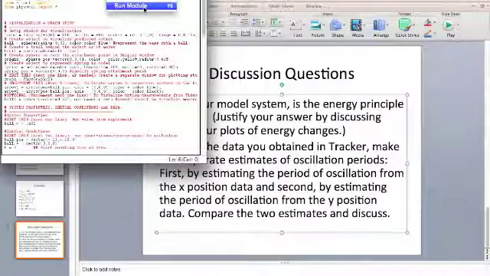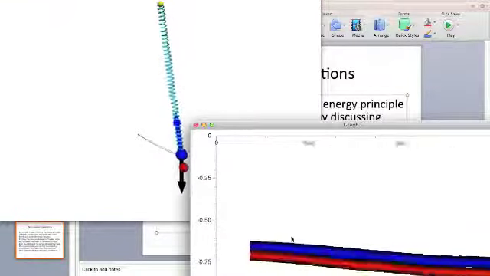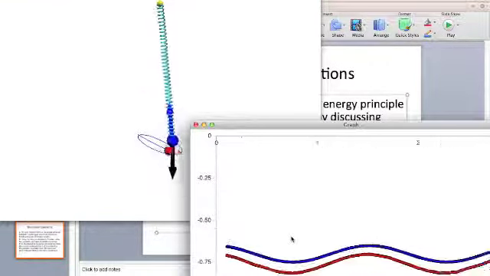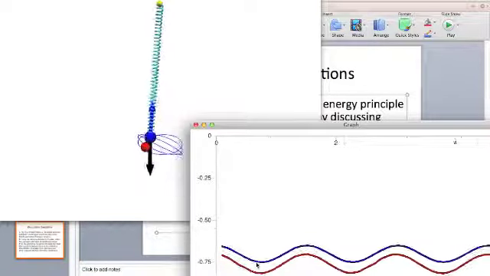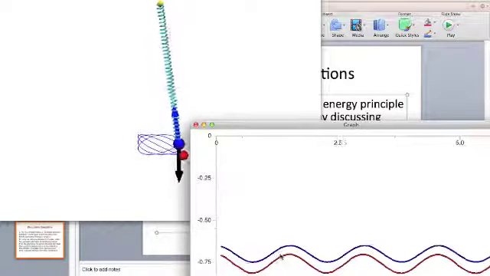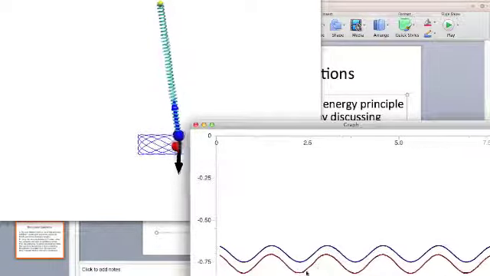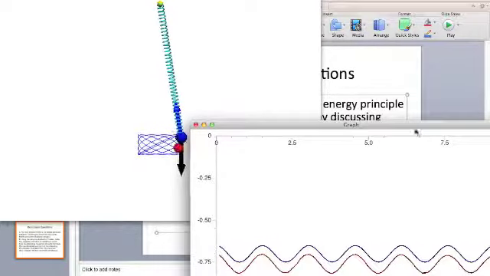Alright, here's my model being run again, but this time the graph is of the positions of the computational and the tracker motion. So once again, the red ball is below the blue computational model. However, the motion is pretty much the same. It follows along very well.